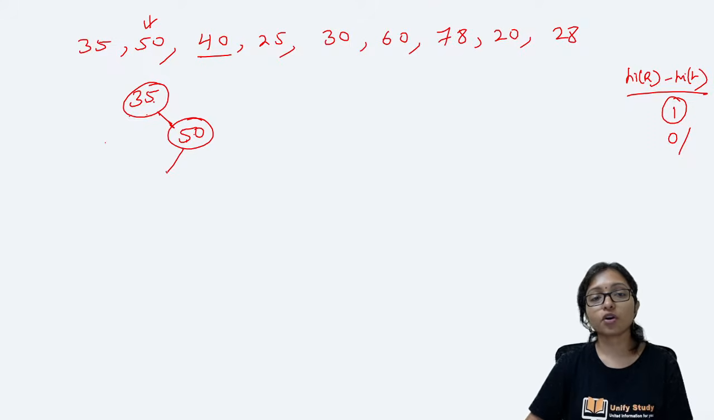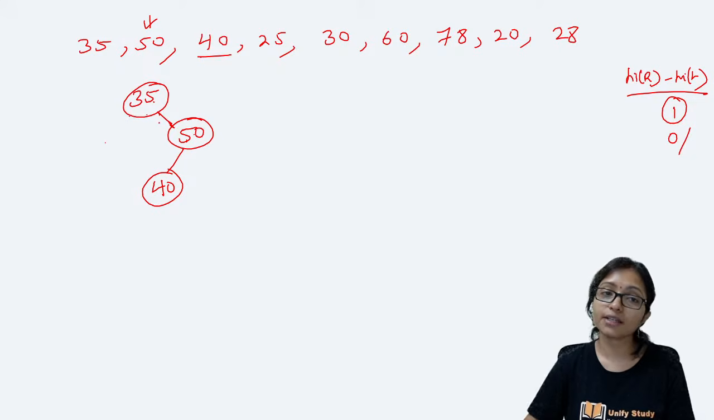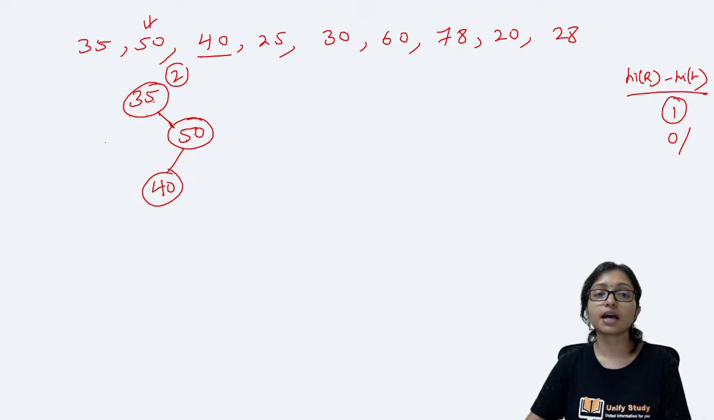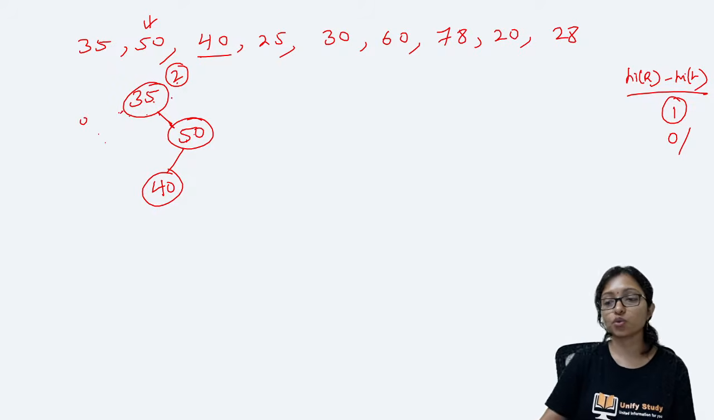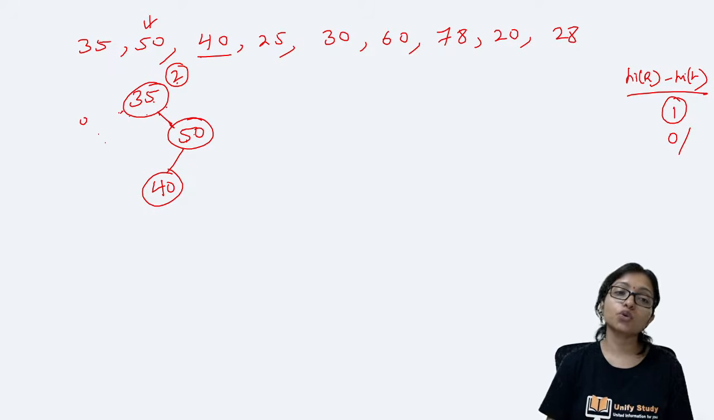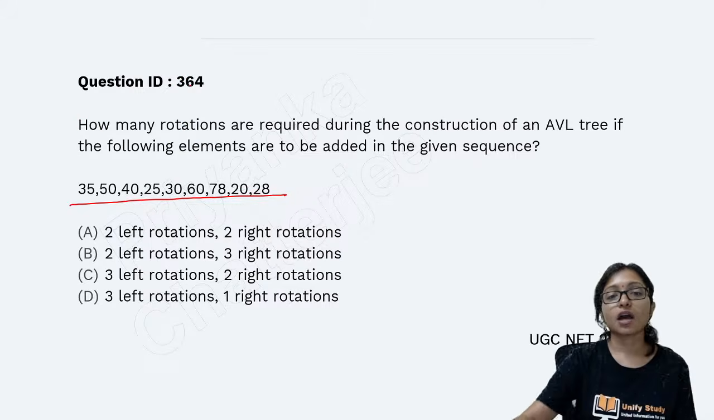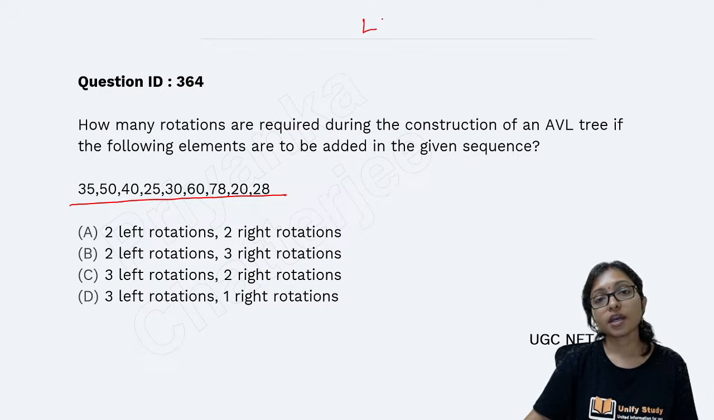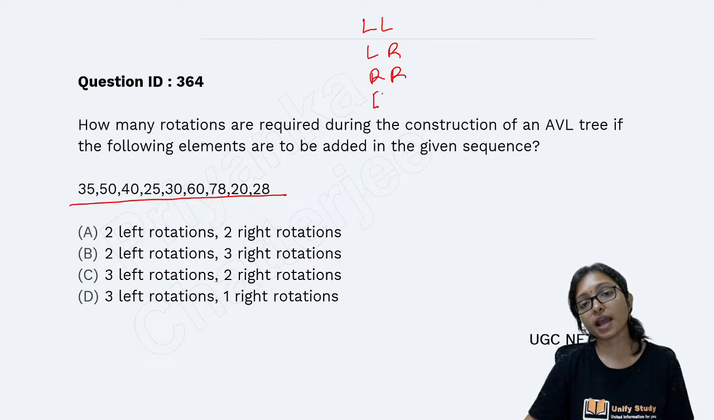Now whenever I am inserting 40, where to insert 40? 35, 50, 40 is coming in the left. Now is it height balanced? No, because here the difference is coming 2. In this child there is 0 and here it is 2. Now I need to do the balancing here. Whenever we are balancing, I need to check the pattern: LL, LR, RR and RL.